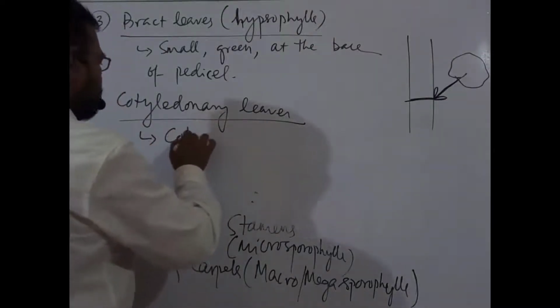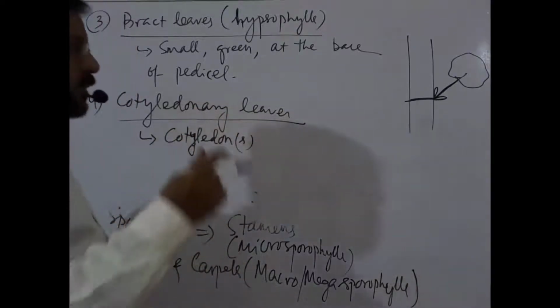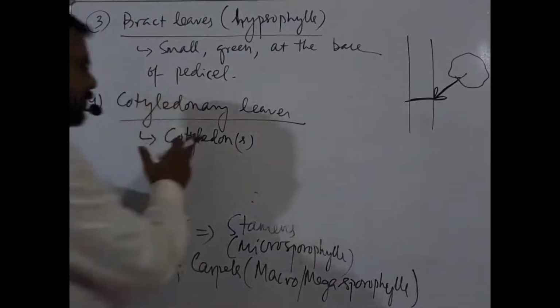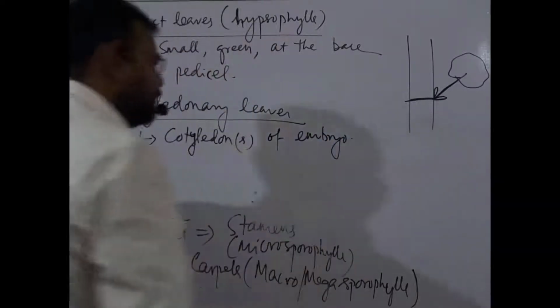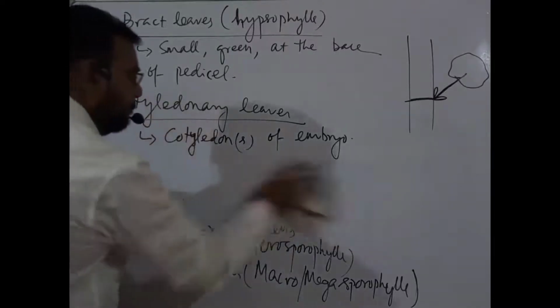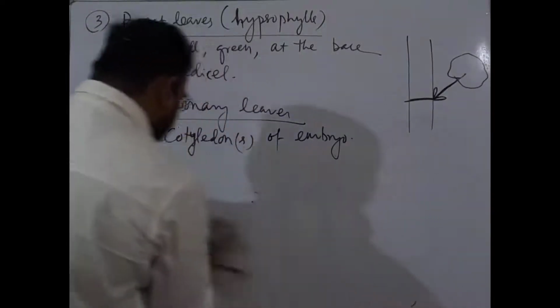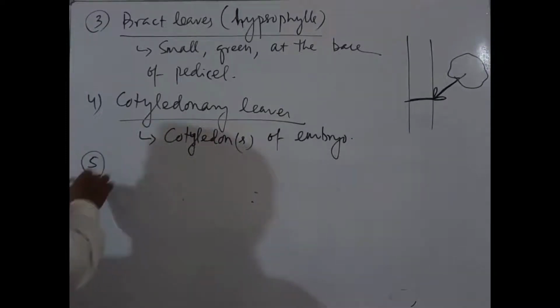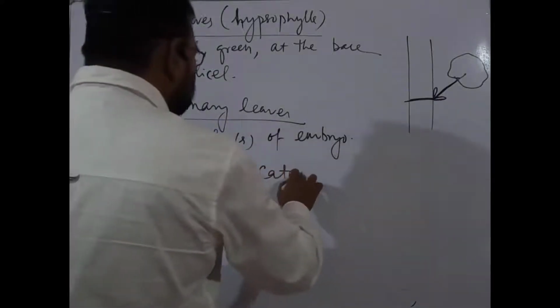So it is the cotyledon. In monocots there is a single cotyledon. In dicots there are two cotyledons. So the cotyledon or cotyledons of the embryo are known as the cotyledonary leaves. So different kinds of leaves are present. Other leaves are also present: scale leaves, or cataphylls. Scale leaves are known as cataphylls.